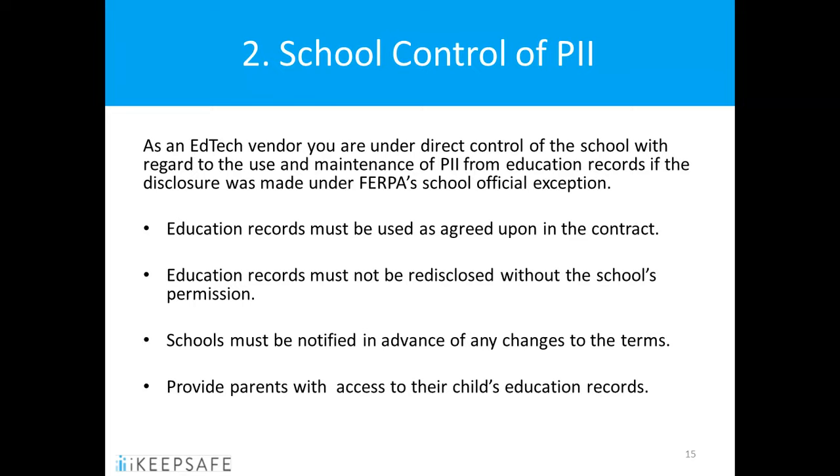Education records must be used as agreed upon in the contract with the school and for the benefit of the school. Using student PII, for example, to serve targeted advertising is not to the benefit of the school. Education records must not be redisclosed without the school's permission.